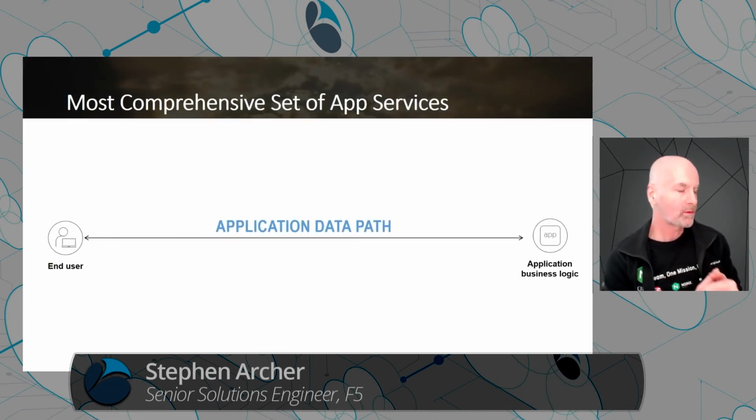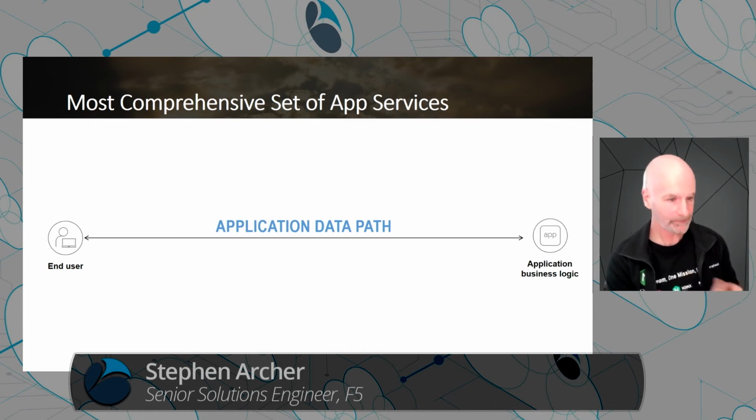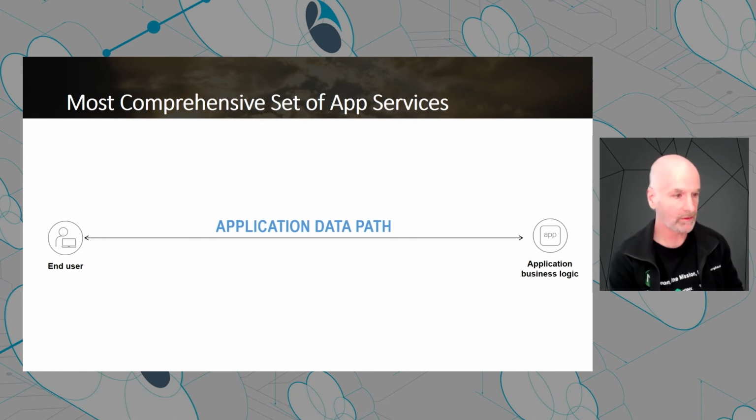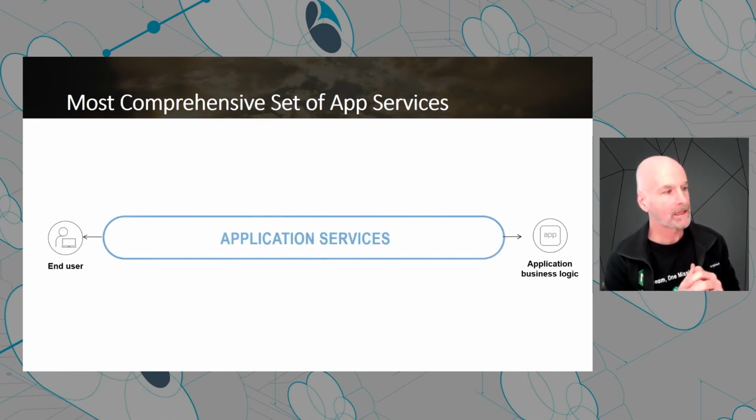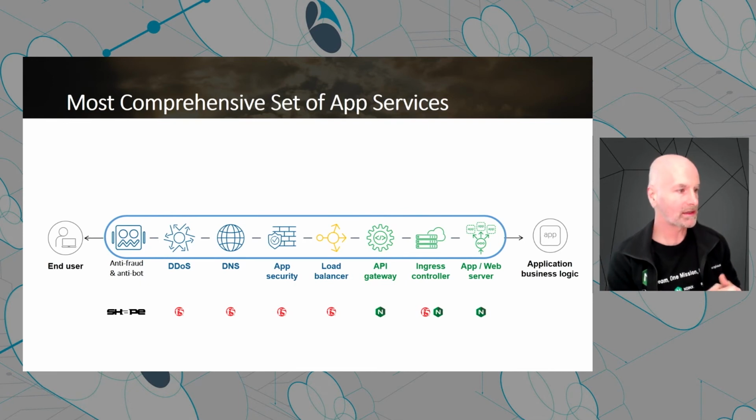So we all know about the application data path. We're talking about the path between an end user and their browser or an IoT device, and the application business logic running on a web or an application server, or even running serverless. And between them, you have a whole set of application services that you need in order to deliver those applications. We're thinking about things like the application and web server itself.